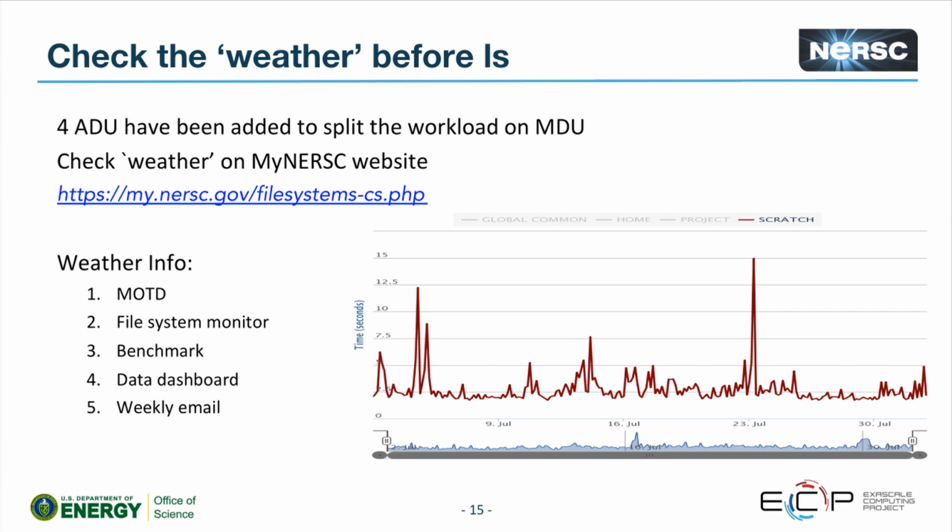Basically, we have a lot of monitoring information available on our system. You can check the MOTD, the center's general status, the file system monitor, and some benchmarks. Basically, we run some applications every day, and we report the numbers through this web browser. There is also the data dashboard to check how many users are in the same group, how much data you have, how many node hours you have consumed, and also the weekly email that we send out.